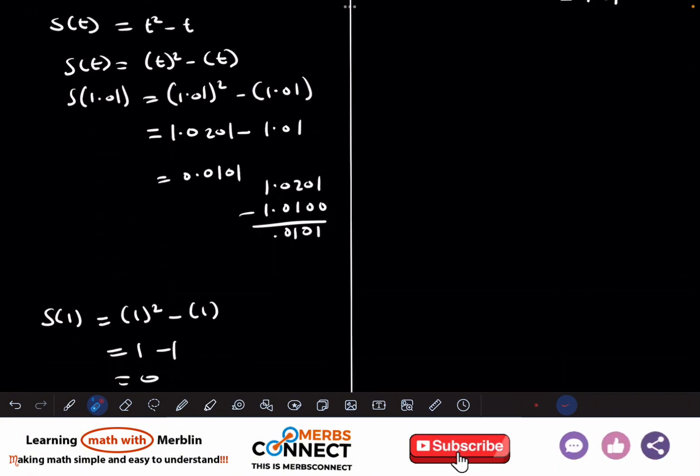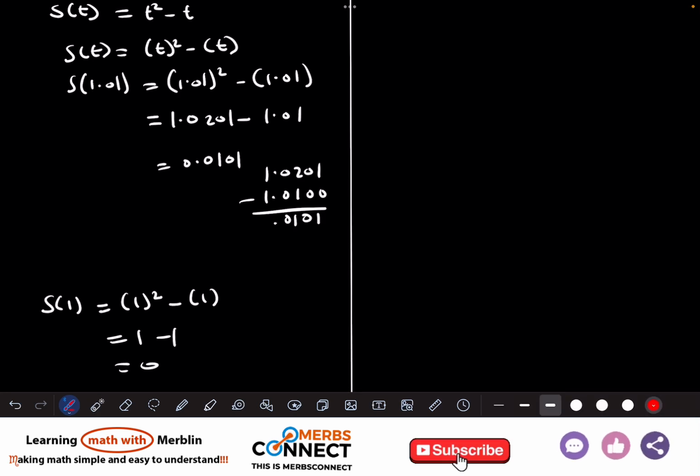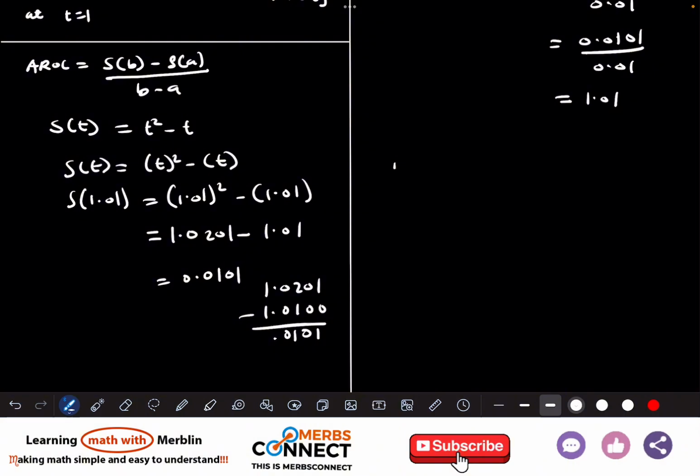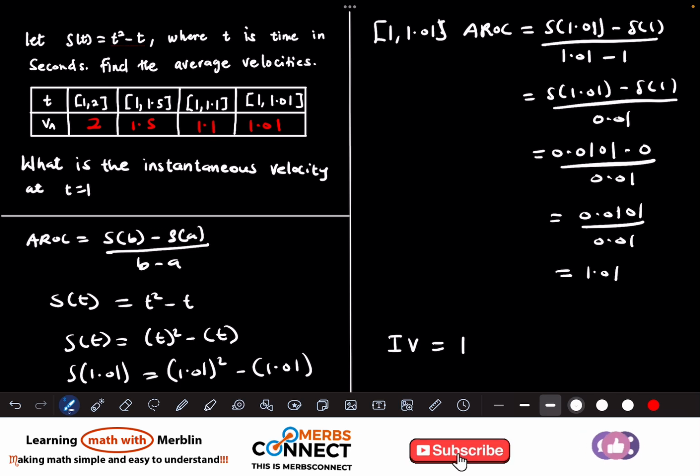So it means that with this one, the instantaneous rate of change, or the instantaneous velocity, will be equal to 1. Yeah. So what did we do? For us to calculate the instantaneous rate of change, we need to calculate the average velocities before we can conclude on the instantaneous rate of change.